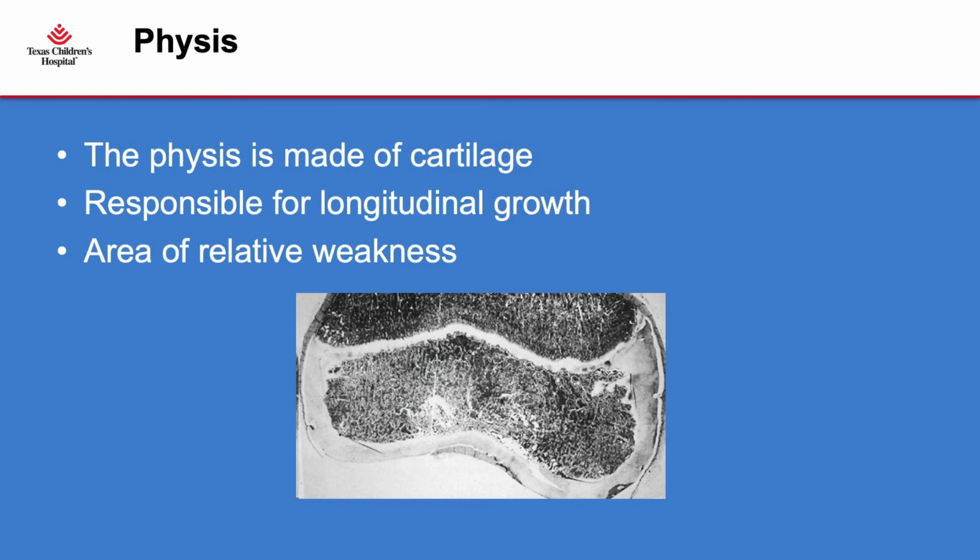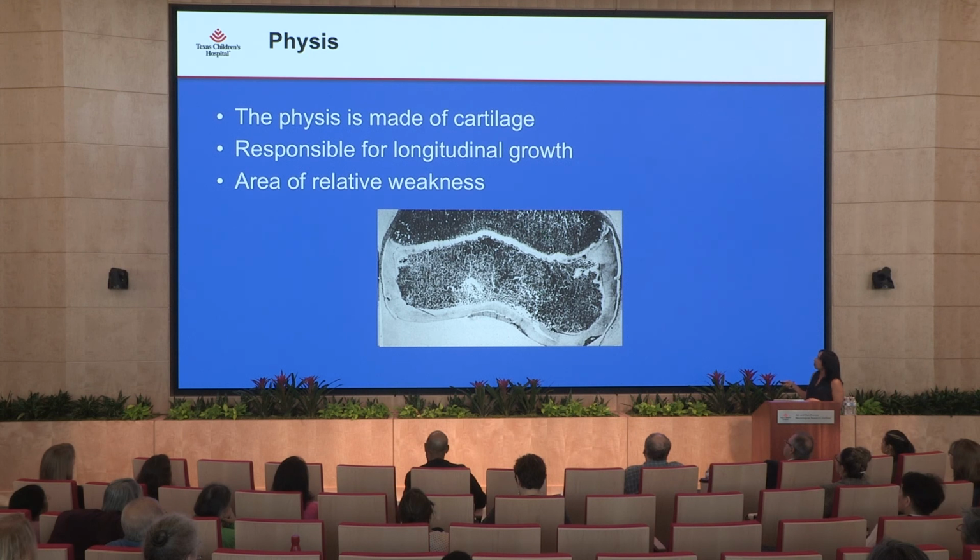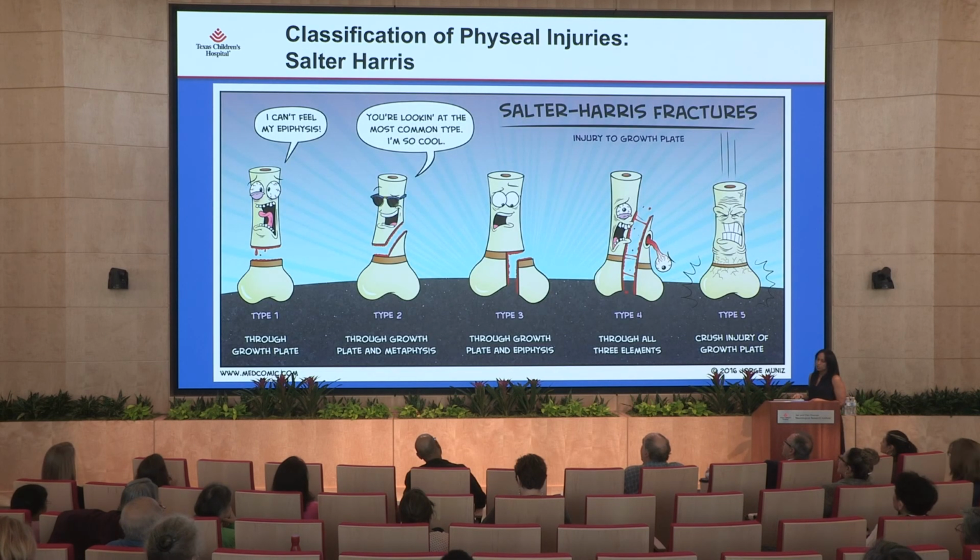So the physis is made up of cartilage, so it's this nice thick white zone right here, and so you have bone above and bone below. But this area of cartilage is an area of weakness, but it's also responsible for the longitudinal growth of the extremity. And so just to review the Salter-Harris classification.